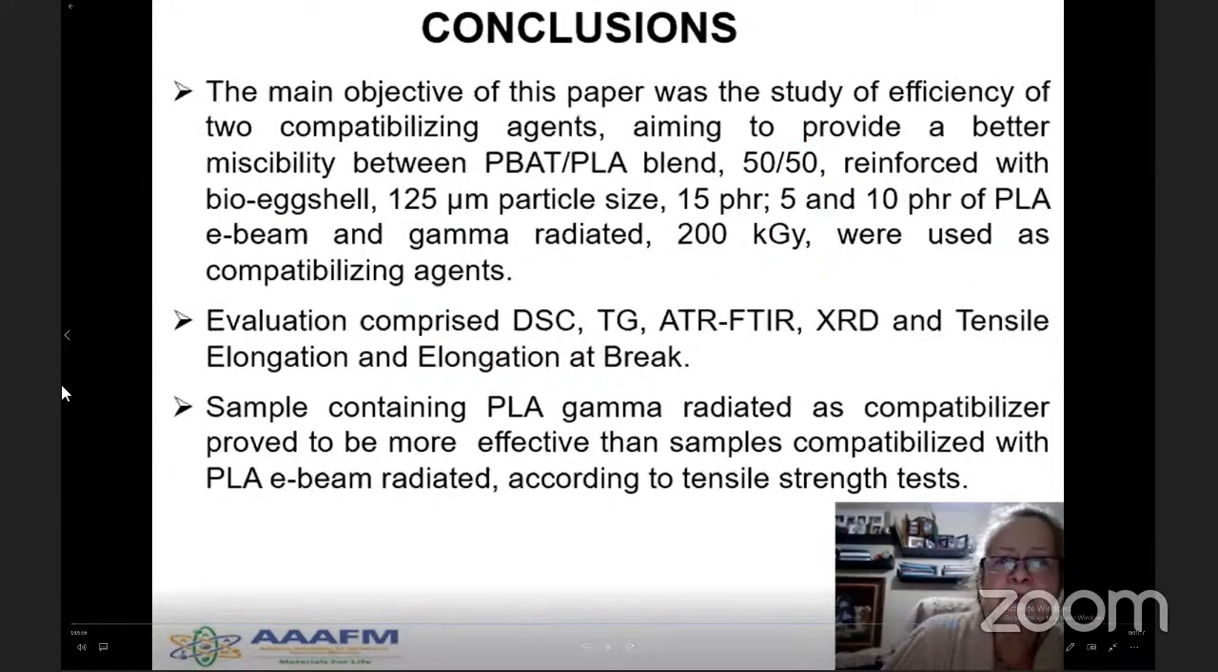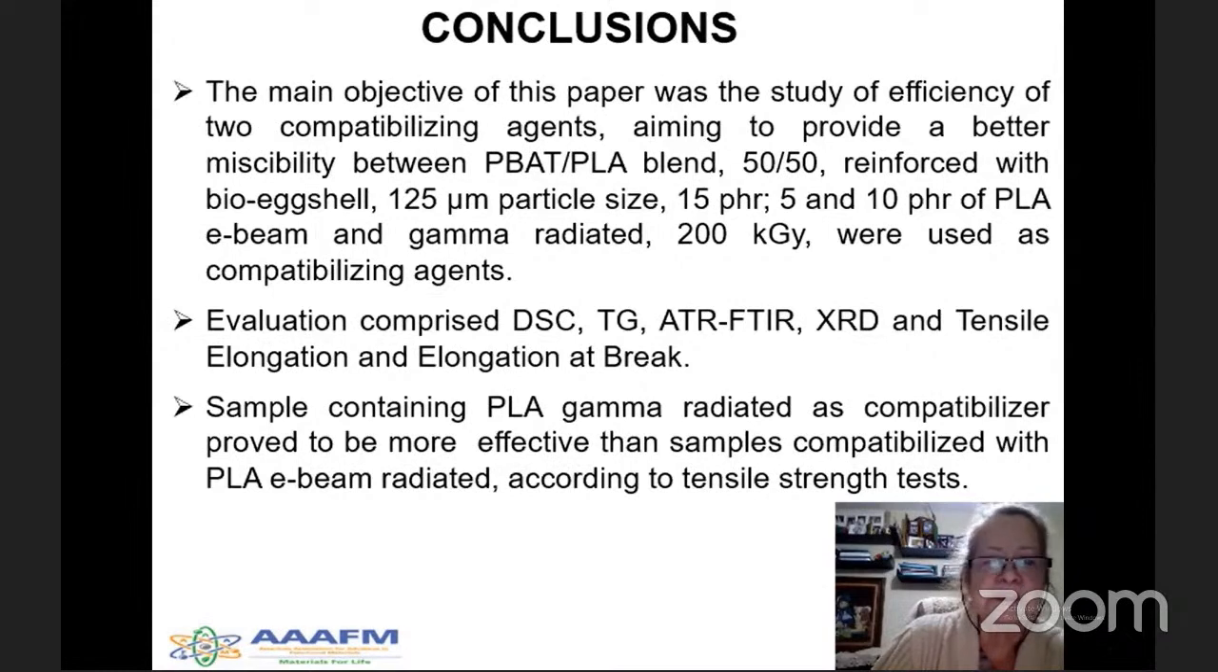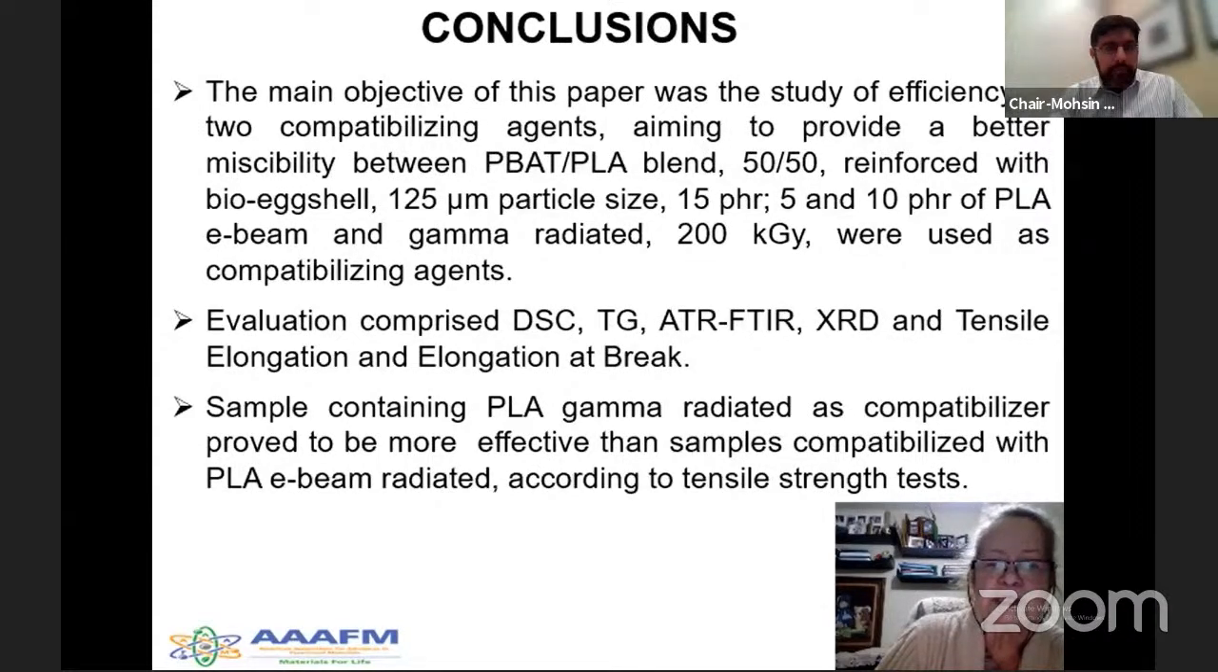As conclusions, the main objective of this paper was the study of the efficiency of two compatibilizing agents, aiming to provide better miscibility between the PBAT/PLA blend, 50-50, reinforced with bio eggshell, 125 microns particle size, 15 PHR. 5 and 10 PHR of PLA E-beam and gamma irradiated at 200 kilograys were used as compatibilizing agents. Evaluation comprised DSC, TG, FTIR, XRD, and tensile and elongation at break.